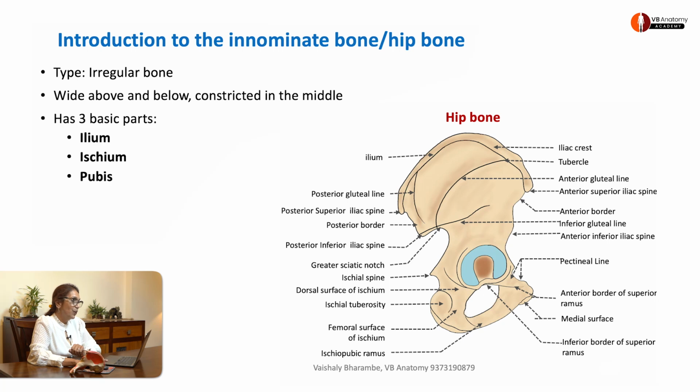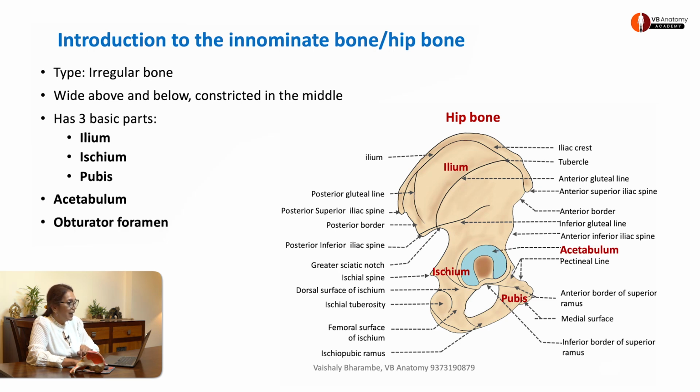So, it has got three basic parts to it. Take a look. Ilium, ischium and the pubis. It also has got a deep acetabular cavity and a foramen called obturator foramen. These are basic parts of your hip bone.